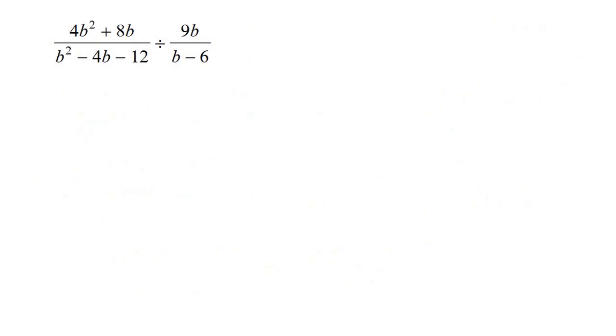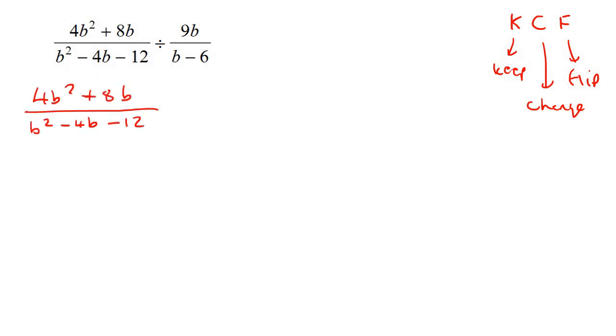Here's our next example. So here we have a divide sign. So what do we do? KFC. No, not KFC. That's food that people eat. It's KCF, not KFC. It's keep, change, flip. So you keep the first part the same. So let's write it out. Then you change the sign from a divide to a times, and then you flip. So this one will become b minus 6 over 9b. There we go. Now you just go ahead, factorize everything.